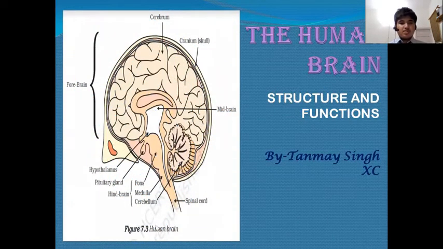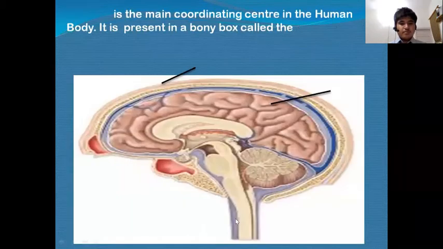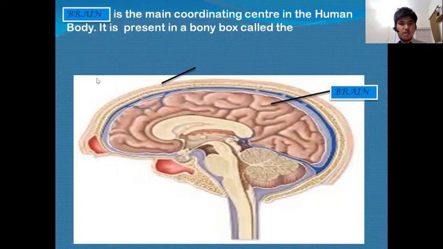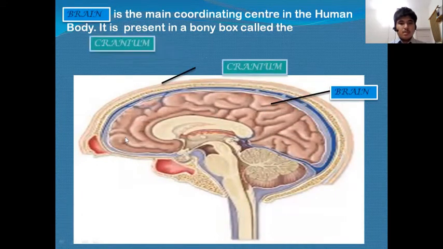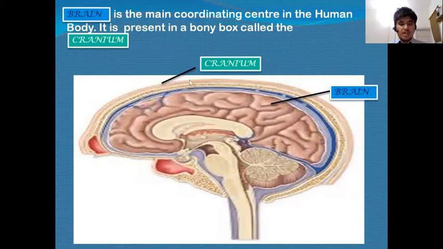This is the human brain. The brain is the main coordinating center in the human body. It is present in a bony box called the cranium. The outer lining here is the cranium. The inside part is the brain.